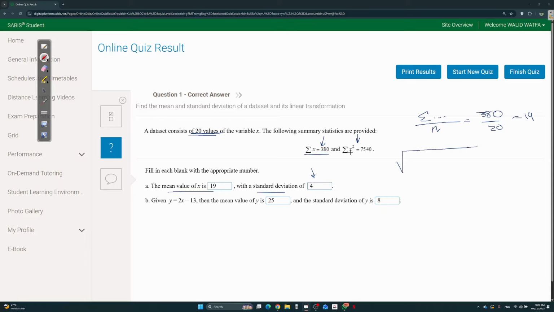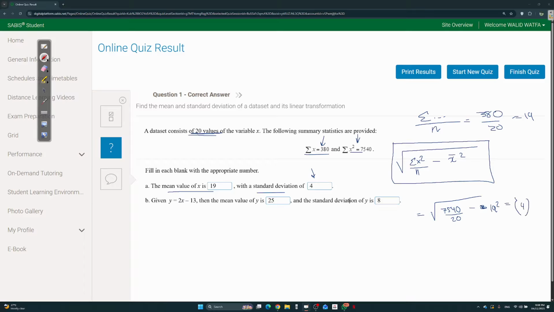So when you have the sum of the individual ones and you don't have the data set, you're gonna use the sum of x squared over n, minus the mean squared, which we're just gonna call x bar squared. Okay, x bar means mean, by the way. This is the formula you're gonna use in your CA. Anyway, it's gonna be the square root of 7540 over 20 minus 19 squared, and you should get 4. Let me check. How much do you get? You should get 4.